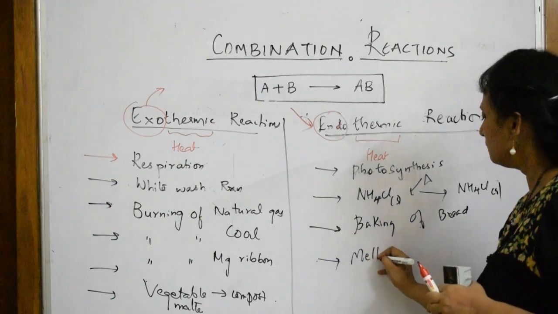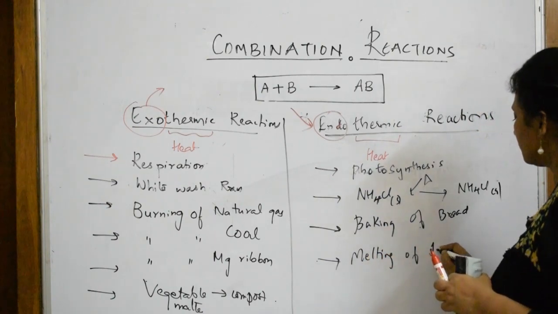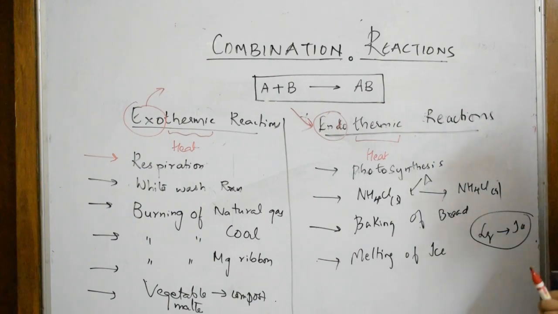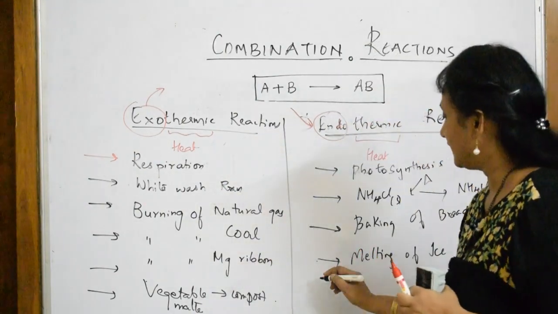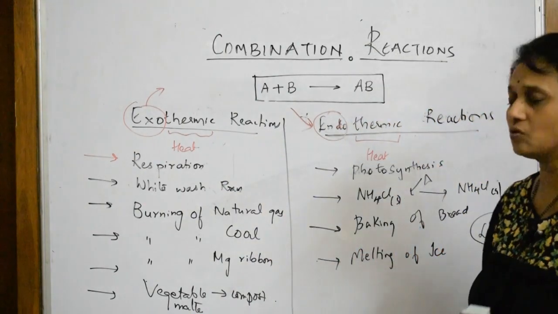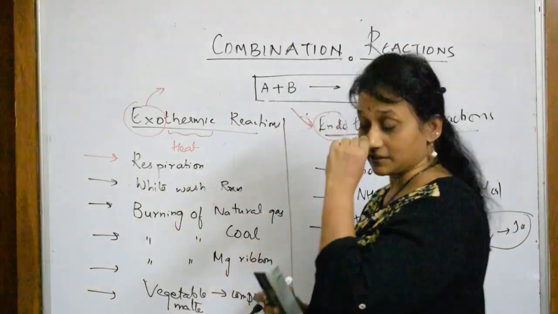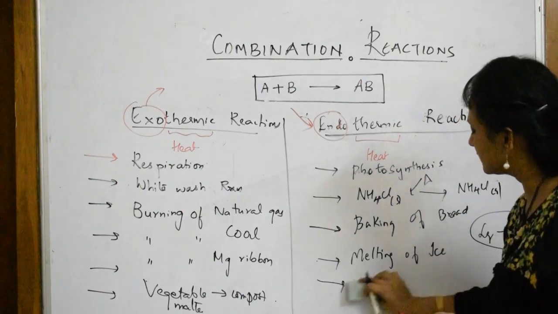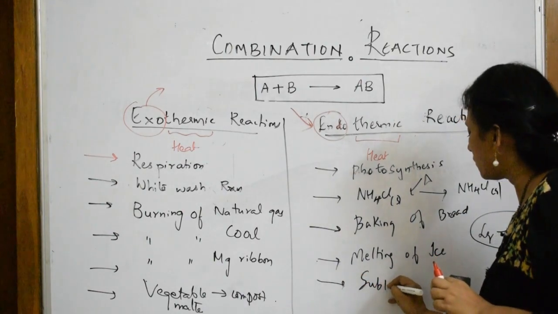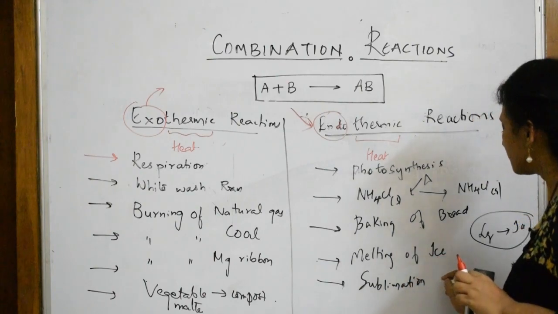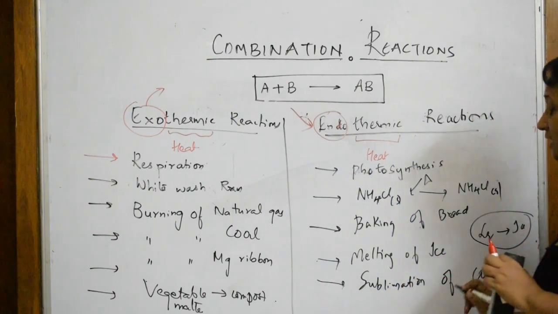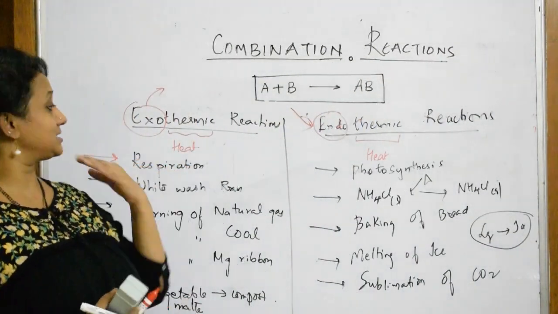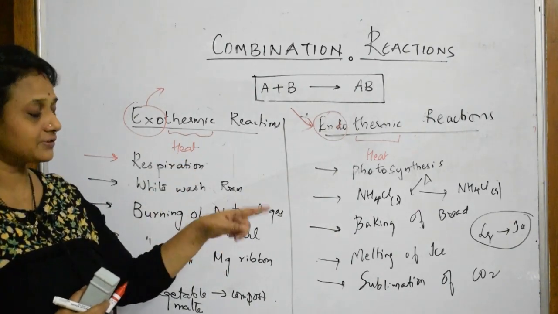Then melting of ice, meaning the conversion of ice to liquid water. It is going to absorb heat, or absorb energy, and only then melt. Next, I think I have covered almost all the examples. And next is the sublimation of carbon dioxide. We know very well what sublimation is, nothing but conversion of solid directly to the gaseous state. So these are the examples which I'll be dealing with one after the other.